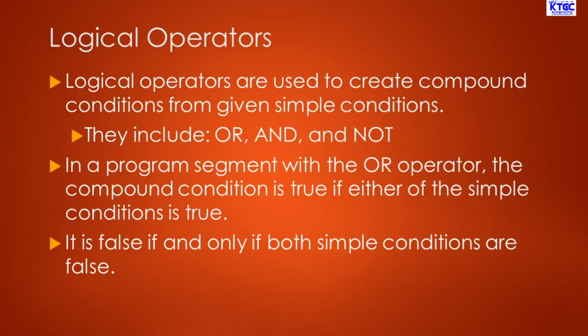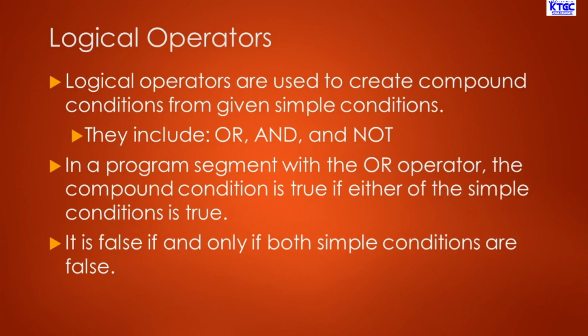Now, in a compound segment where we use the or operator, if you are comparing two things using the or operator, one of the conditions must be true. If one of them is true and the other one is false, we can proceed. So that is that. We'll be seeing a typical example. So let's proceed and see the example.